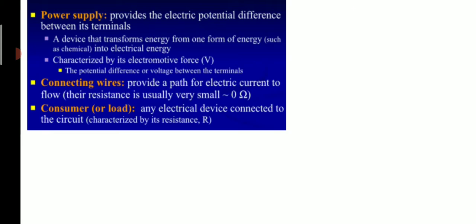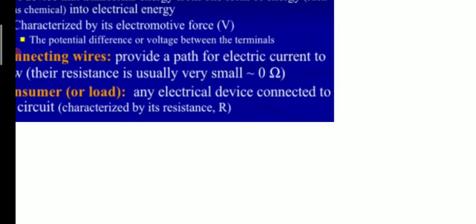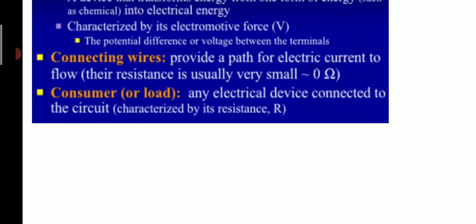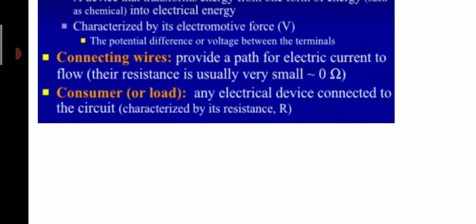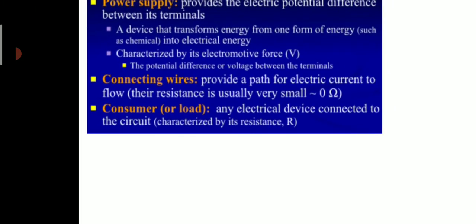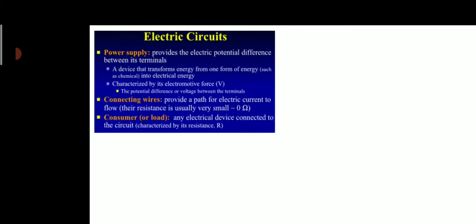So, connecting wires provide a path for electric current to flow, and their resistance is usually represented by the symbol ohm. And here the consumer is any electrical device connected to the circuit, characterized by its resistance. So, this way we can have the load. So, the consumer is the load.